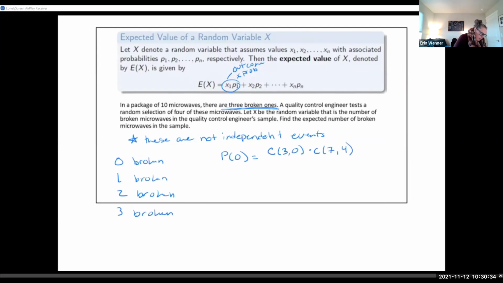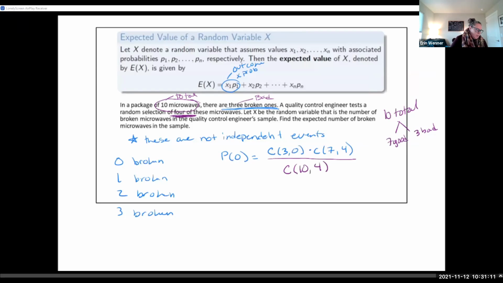So again, how am I getting these numbers? Well, there's 10 total, 3 bad. So 10 total, which breaks into 7 good, 3 bad. We are selecting 4. So we're taking a sample of 4 of them, which means that we're always going to have the denominator be the combination of 10 microwaves taken 4 at a time.